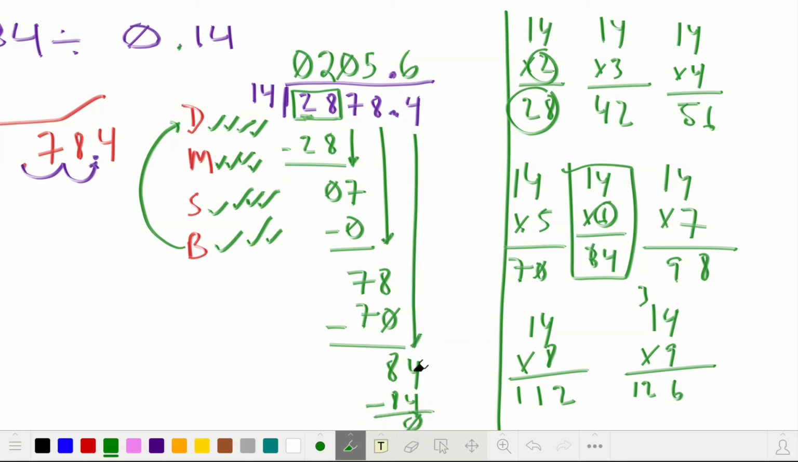Nothing left to bring down. We have a remainder of 0. We are done. Happy face. So your final quotient is going to be 205 and 6/10. Remember to ignore that 0 in the front. That's just there to hold the spot.